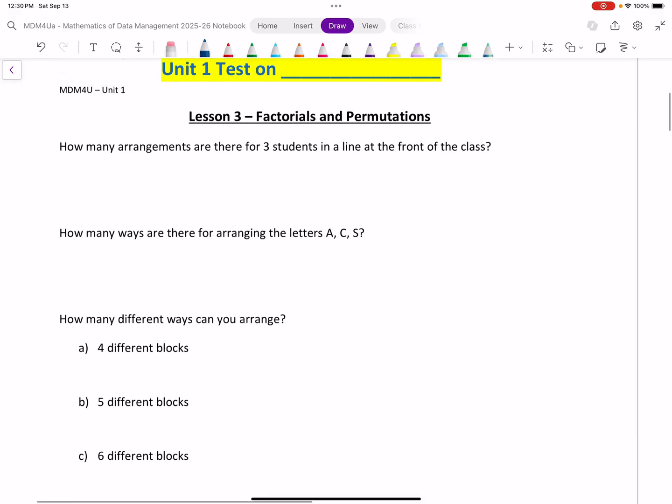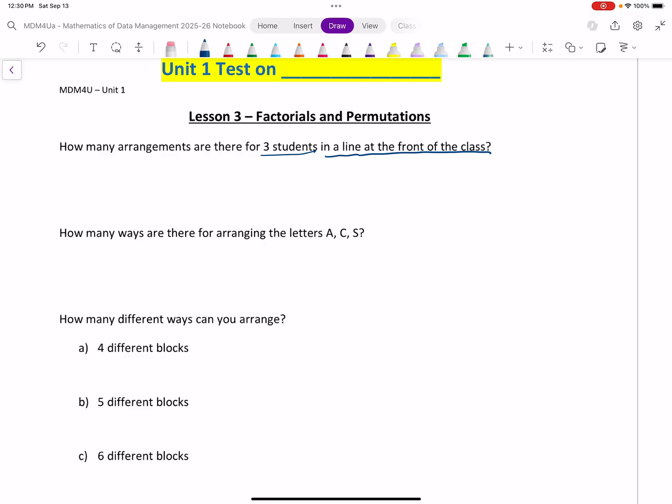This is lesson 3 in our first unit. I just want to start this one by talking about something we kind of discussed a little bit last class. And that's this kind of situation where you have how many arrangements are there for 3 students in a line at the front of the class.